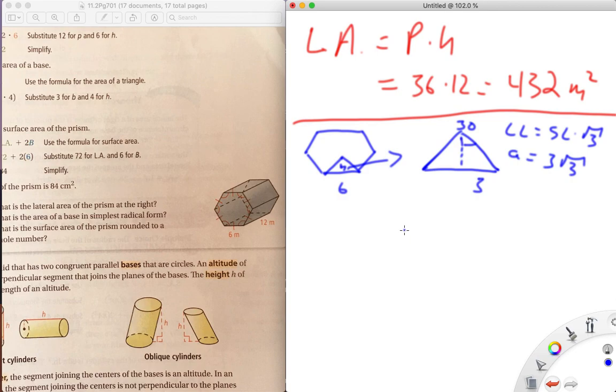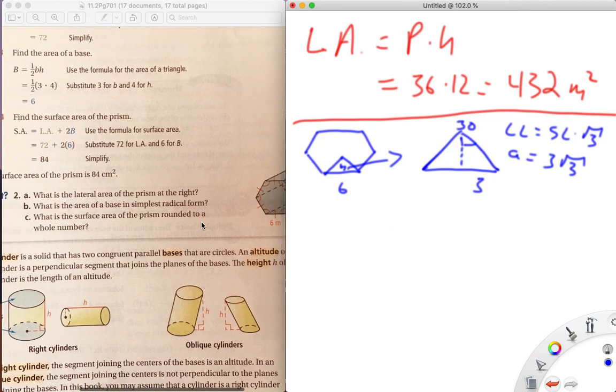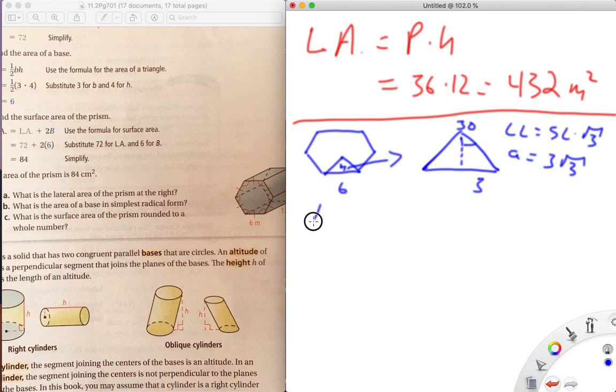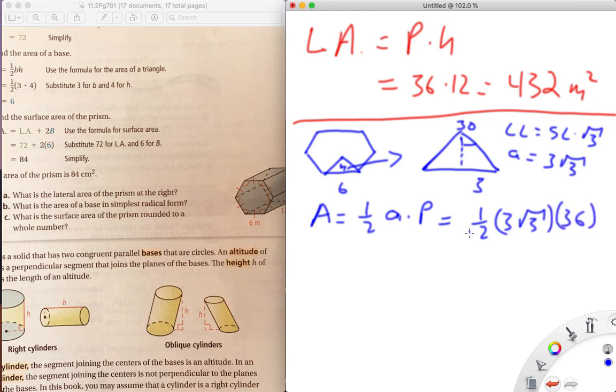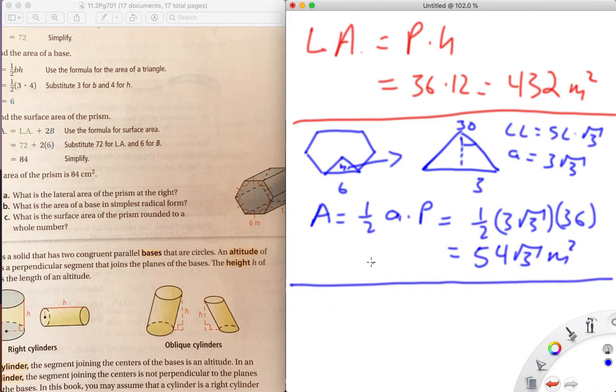So your area of the base, for this base, is going to be 1/2 the apothem times the perimeter. So we already have the perimeter of 36, so it's going to be 1/2 times 3 square root of 3 times 36, which is 54 square root of 3 meters squared. So that's your area of one base.